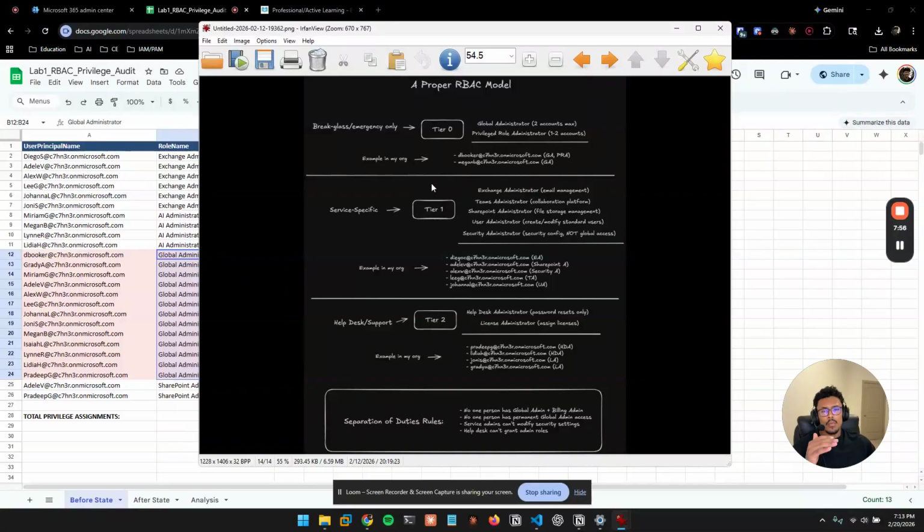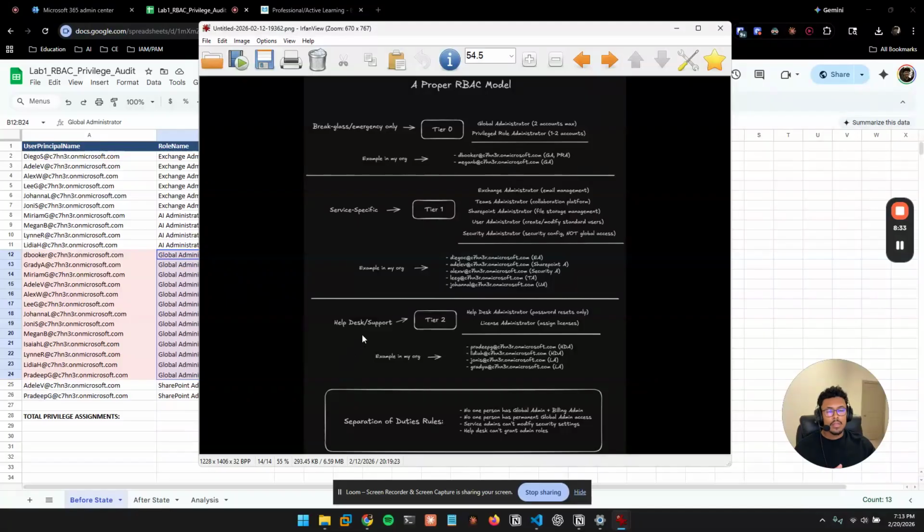And then when you go down a tier, you go to tier 1. There are more than these, but these were the most common ones. These are your service specific accounts. So you have your Exchange administrator, your Teams administrator, your SharePoint administrator, your user administrator, and your security administrator. In those parentheses, I put a little bit about what they do if you don't know, but they're pretty straightforward. And in my organization, I went ahead and gave 5 users those 5 privileges.